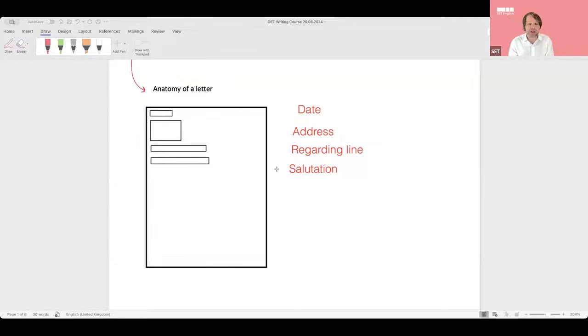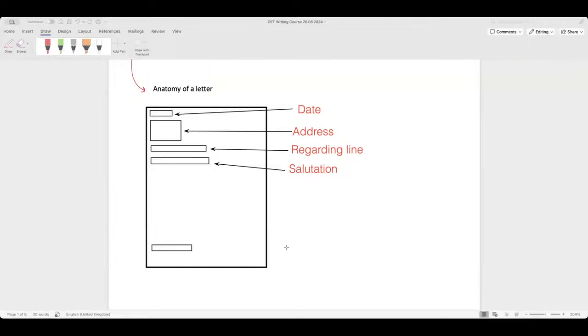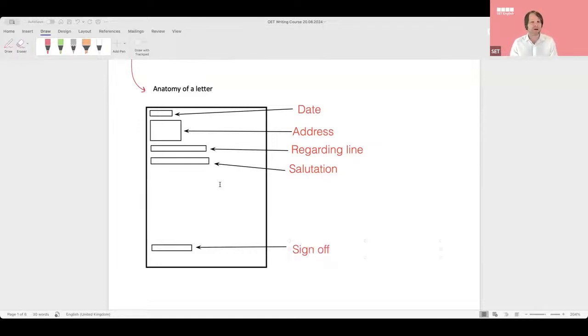So yesterday we looked at the layout of the letter. We looked at the salutation, the regarding line, the address, and the date. We also looked at what's at the bottom, guys. Does anyone remember from yesterday what we call this? Signature. Sign-off. I called it the sign-off. You can call it the signature as well, the sign-off.